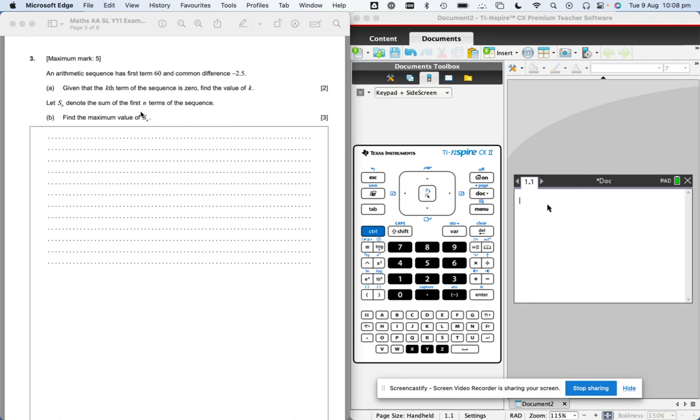It's worth pointing out at this point, I know this has nothing to do with calculators, but just in general, that when you're given a question with a part A and a part B, it is worth thinking, how does part A help me solve part B? Nine times out of 10, there will be some sort of link between the two. So how can I use the result from part A to help me with part B?